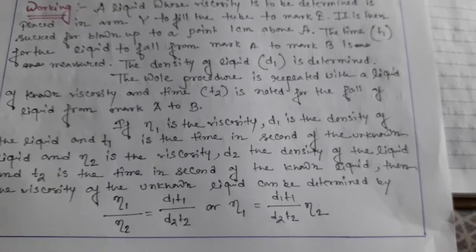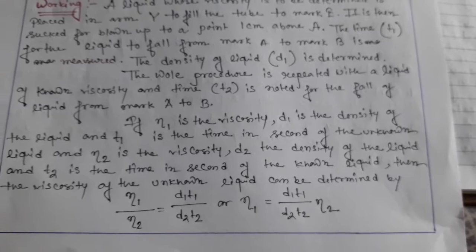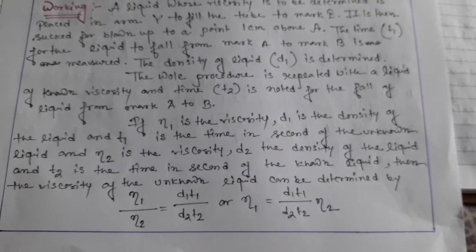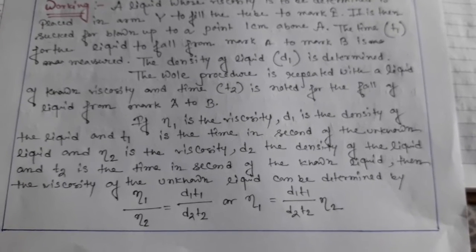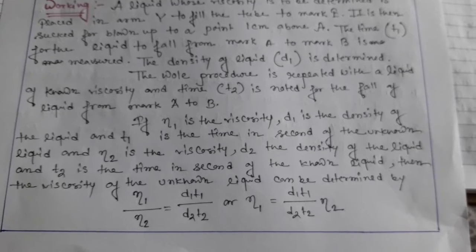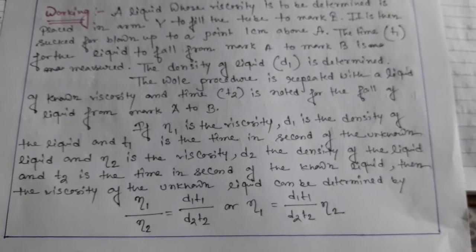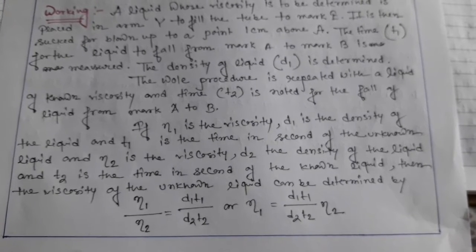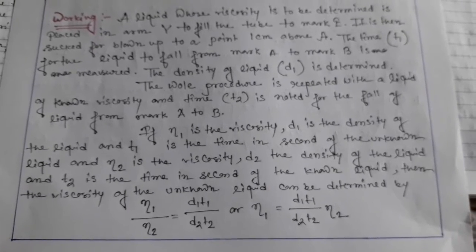And if eta 1 is the viscosity, D1 is the density, and T1 is the time in seconds of the unknown liquid, and eta 2 is the viscosity, D2 is the density, and T2 is the time in seconds of the known liquid, then the viscosity of the unknown liquid, what is the formula? Eta 1 by eta 2 equals D1 T1 divided by D2 T2, or eta 1 equals D1 T1 divided by D2 T2 into eta 2. Okay, so that means what is the working?